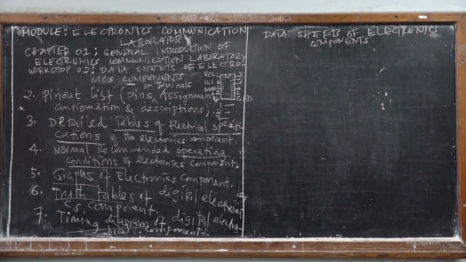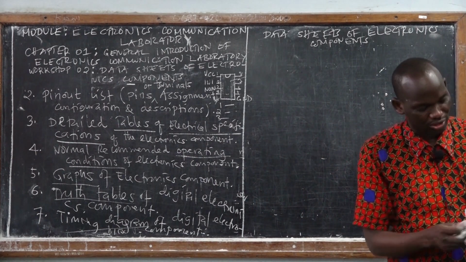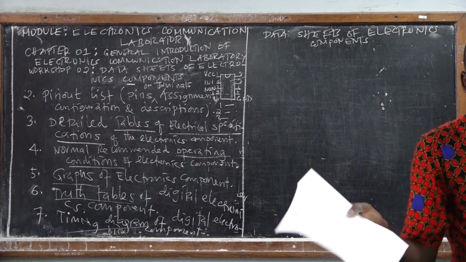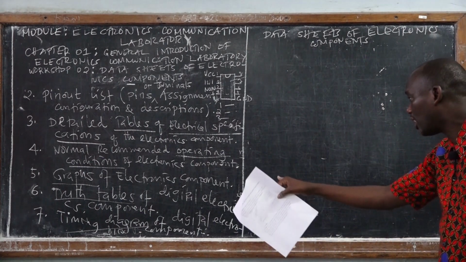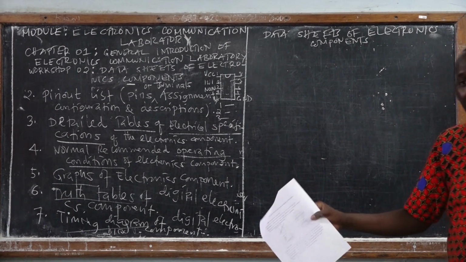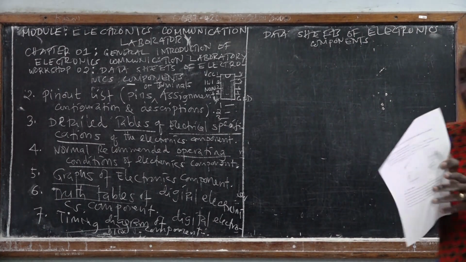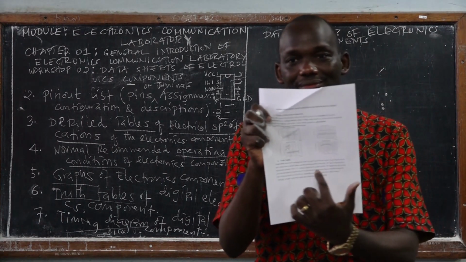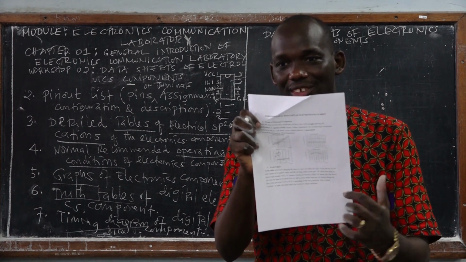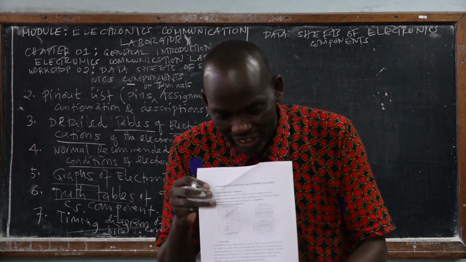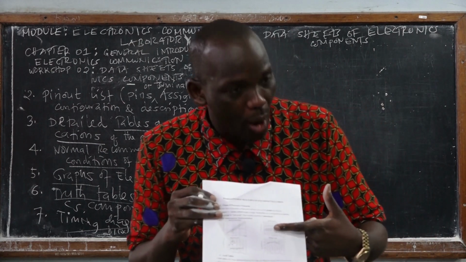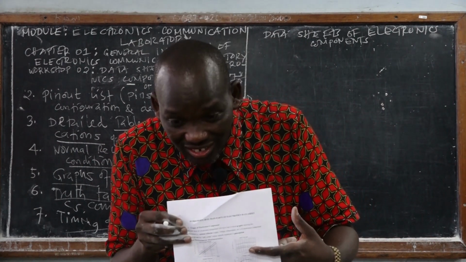Because if I just mention it, then you say even our teacher just mentioned it and didn't give us detail. No, I have to give you detail. Then for the case of graphs, number 7 is graphs, eh? Number 5, eh? These are examples of graphs of one electronics component. I took them from the data sheet.